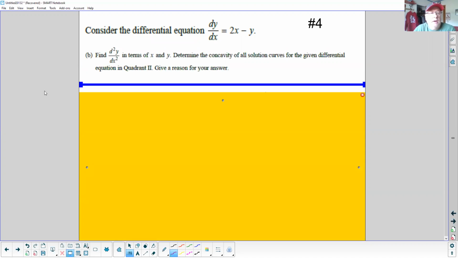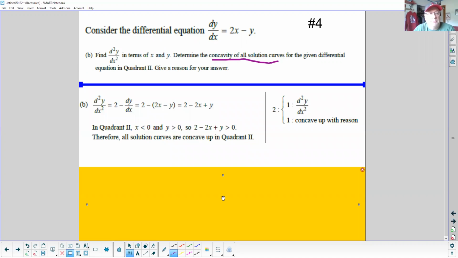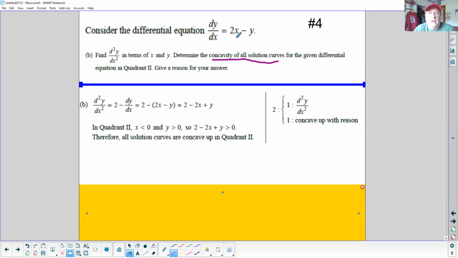As for the second part, find the second derivative in terms of x and y and determine concavity for all the solution curves on the differential equation. So the first part's not bad. The second derivative, this is implicit differentiation. So the first derivative is equal to this, and then when you take the derivative of this, you take the derivative of 2x, which is 2, and then when you take the derivative of y, it's dy/dx, or y prime.